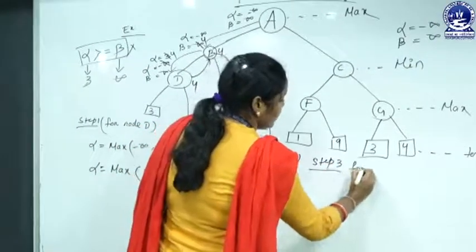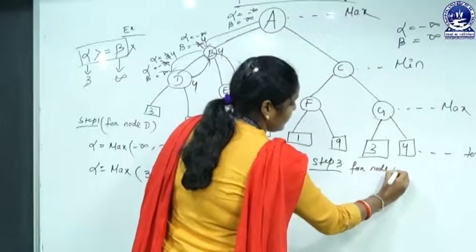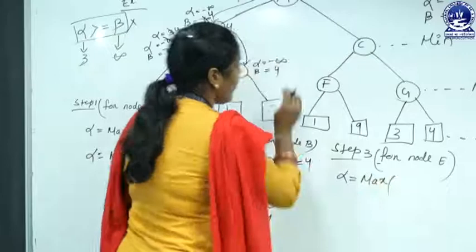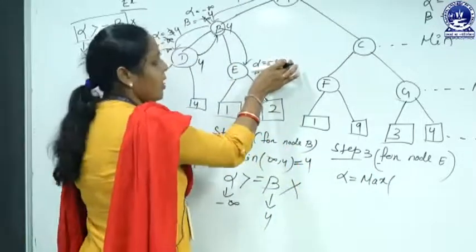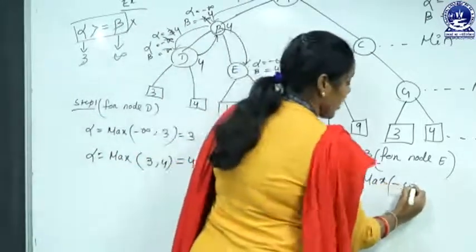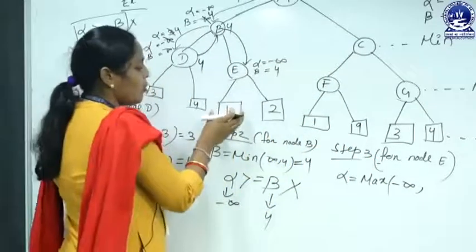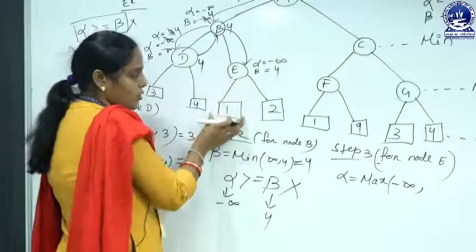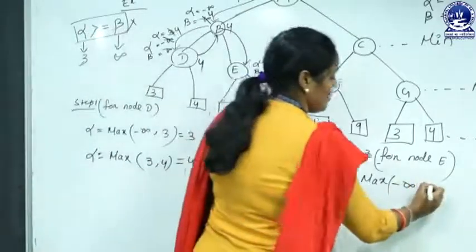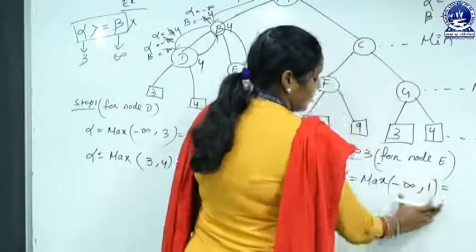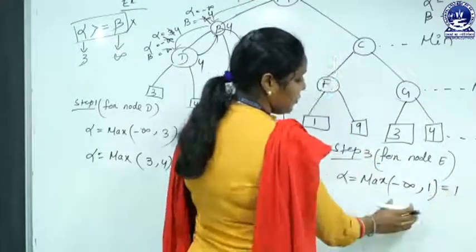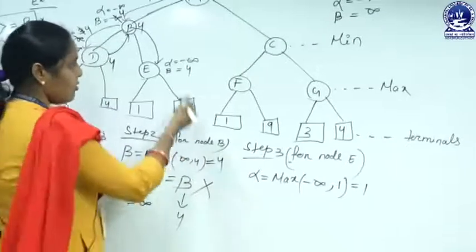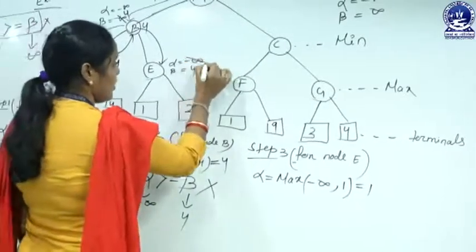Now take step 3 for node E. Alpha equal to max of, first we take the initial value of alpha which is minus infinity, then we compare with the first terminal of this node which value is 1. That means from minus infinity to 1 the maximum value is 1. Now this alpha value is updated to 1.